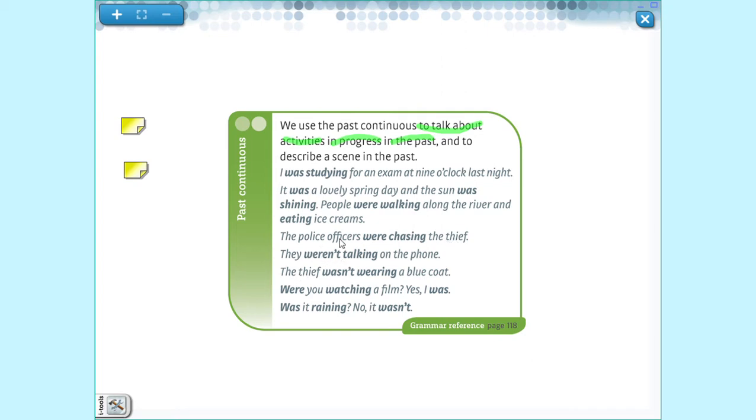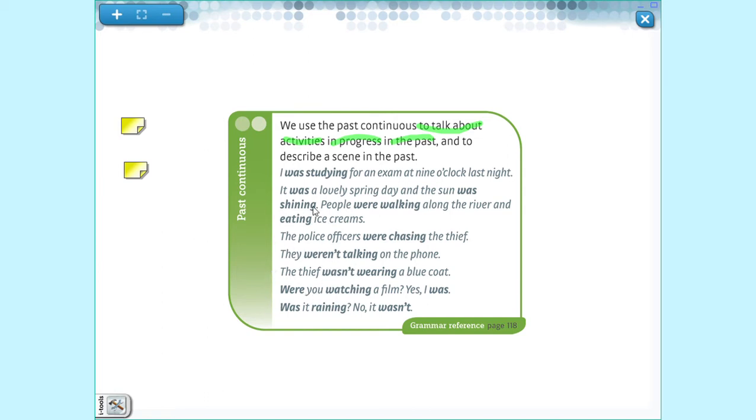They weren't, and we have the negative form. Tenemos aquí la forma negativa. They weren't talking on the phone. The thief wasn't wearing a blue coat. And we have questions. Tenemos preguntas.